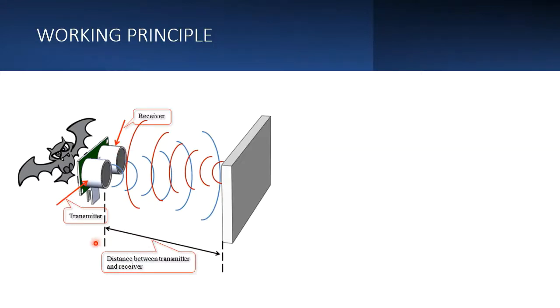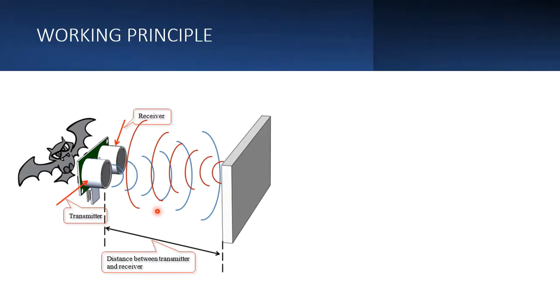Now the distance between the transmitter and the obstacle we can measure, because we can see in how much time the waves are reflected back and received by the receiver. So the sensor does the math and gives the distance also.